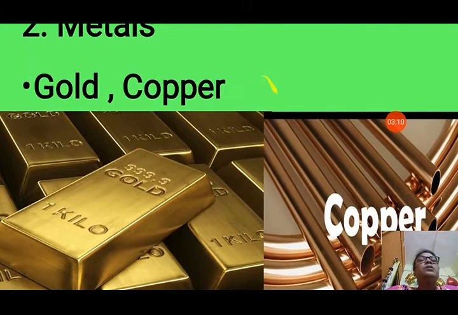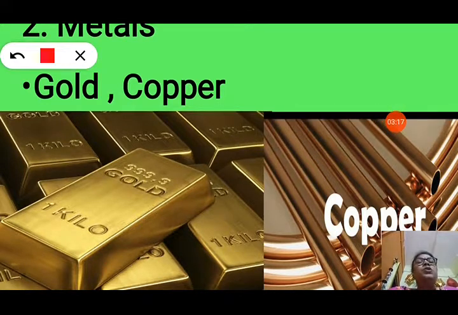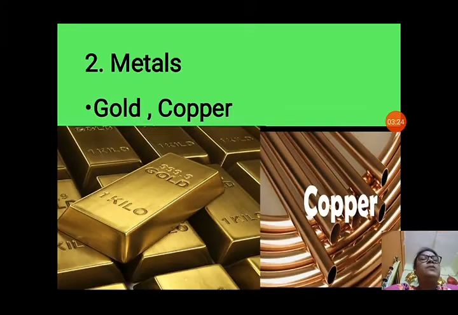The second question is metals. You have to give 2 examples of metals. In this we have given gold and copper. The first picture is of gold and the second is of copper. These are examples of very common metals that we see.